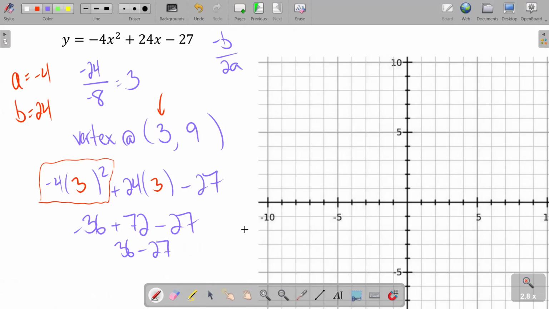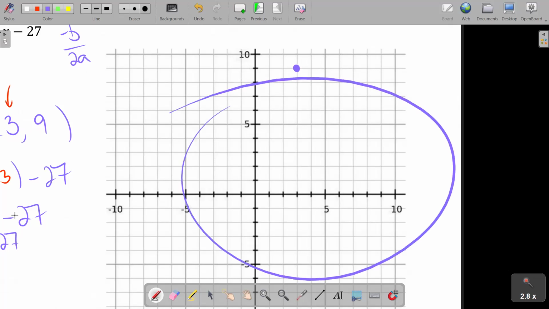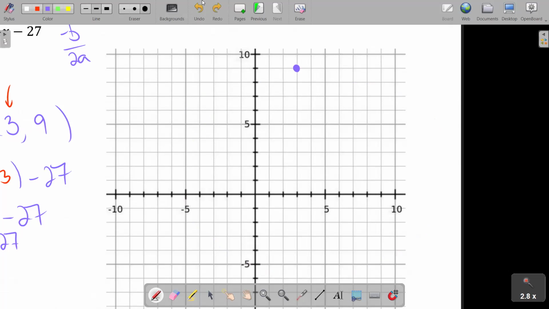All right, let's go to the vertex, everybody. And to get to that vertex, we agree we all have to go right 3 and up 9. So way up here is our vertex. And why do I have so much room? Well, because it opens down. And if I throw the vertex up high and the graph opens down, that leaves us all of this land to plot points in, which is what I wanted to do.